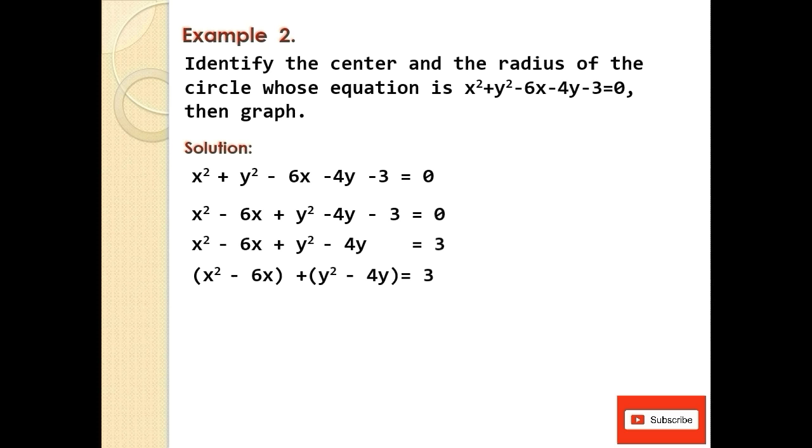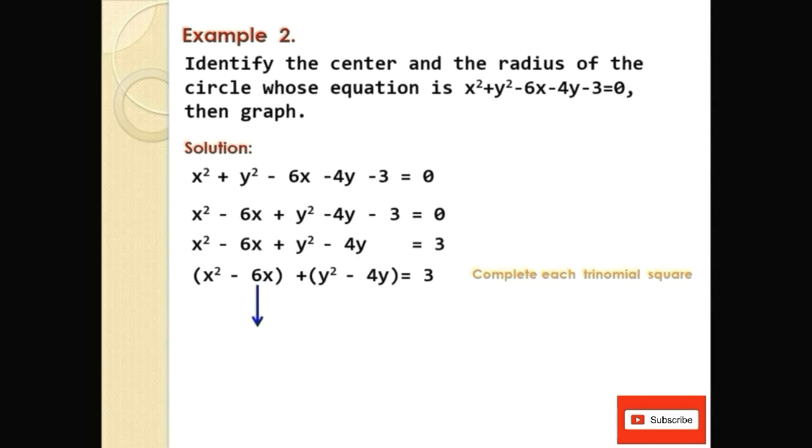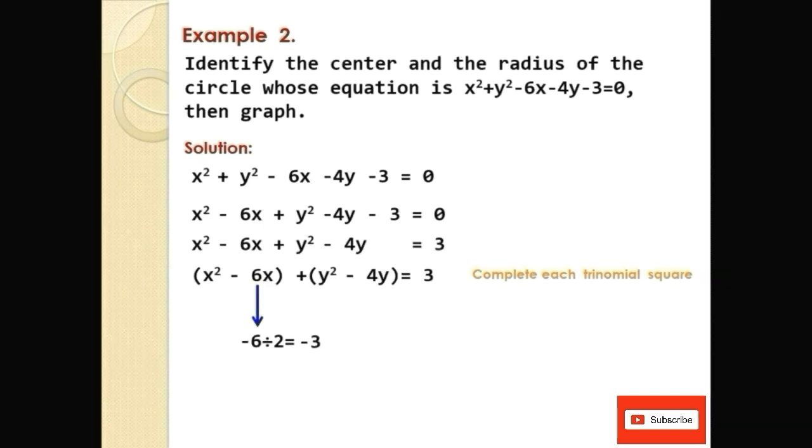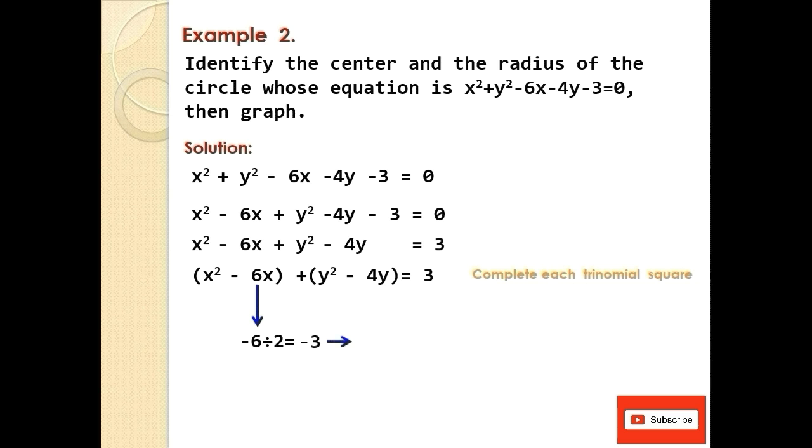Next step, make each quantity a perfect square trinomial. How do we do that? Simply take the coefficient of the second term and then divide it by 2. So negative 6 divided by 2, so we have negative 3. After that, we square the result. So negative 3 squared equals 9. So we add positive 9 to complete our first perfect square trinomial.